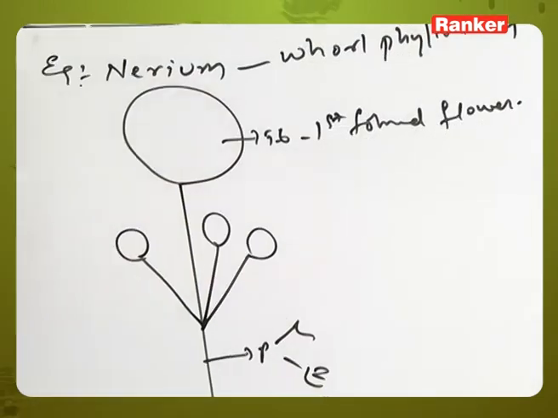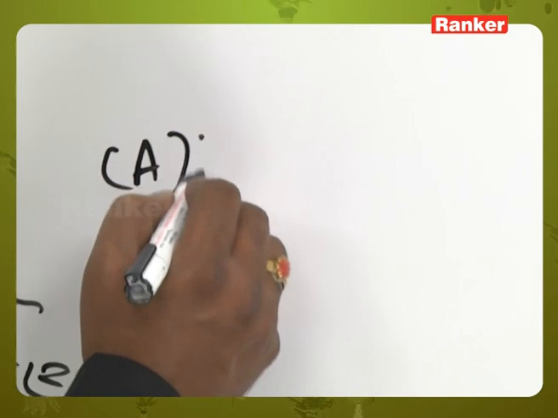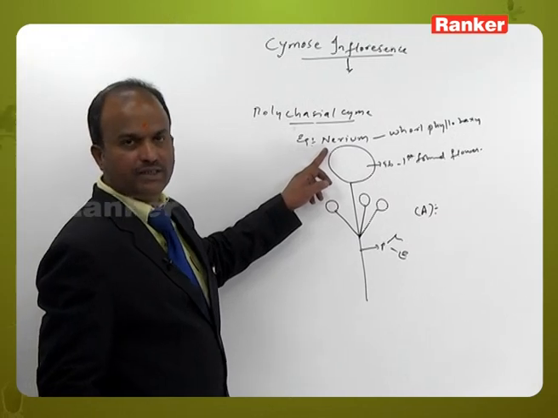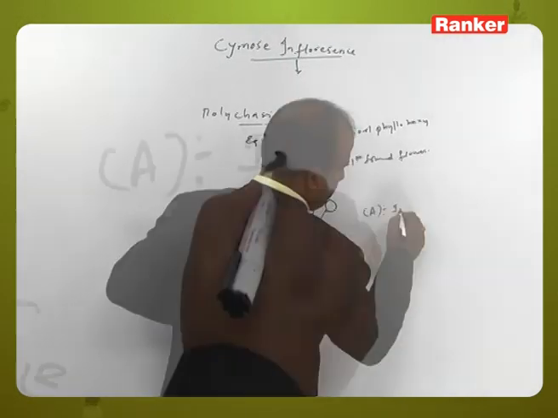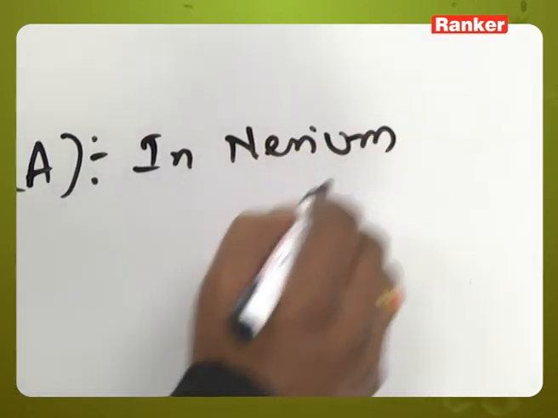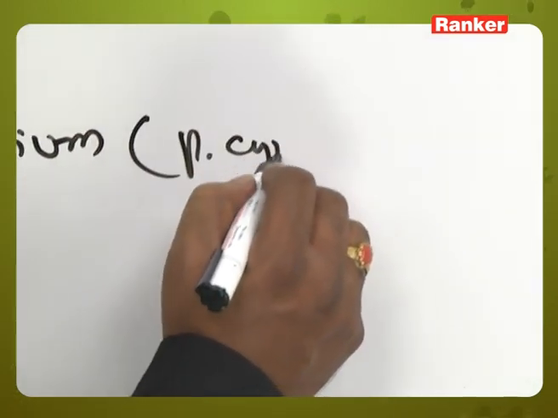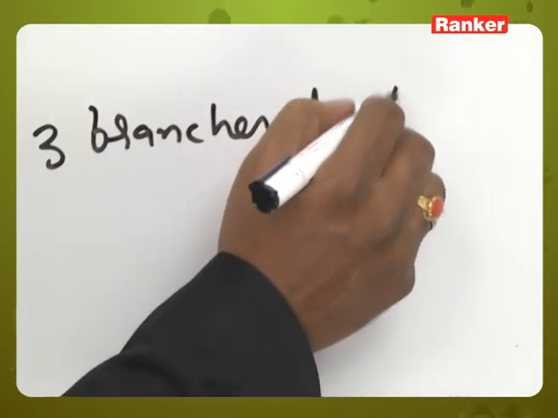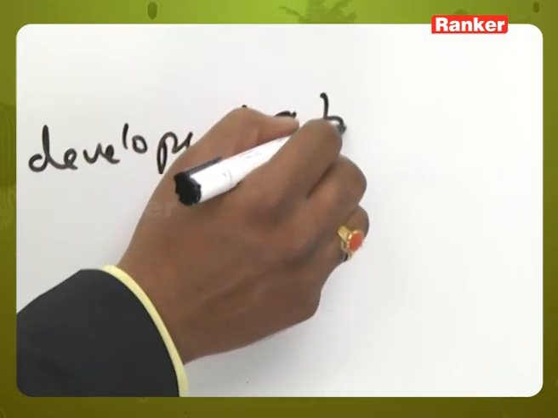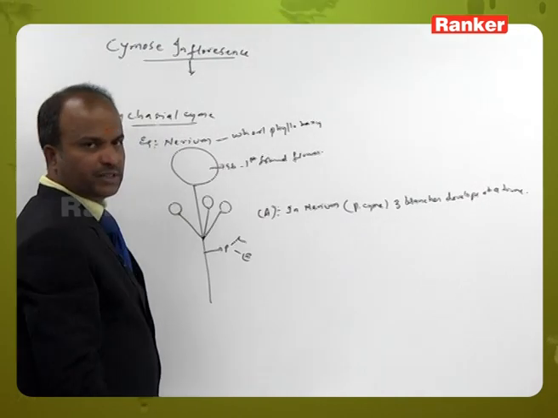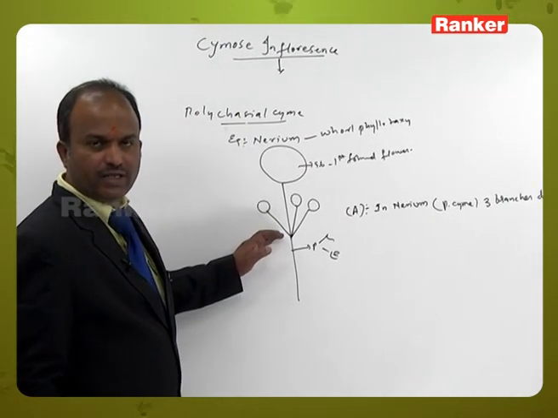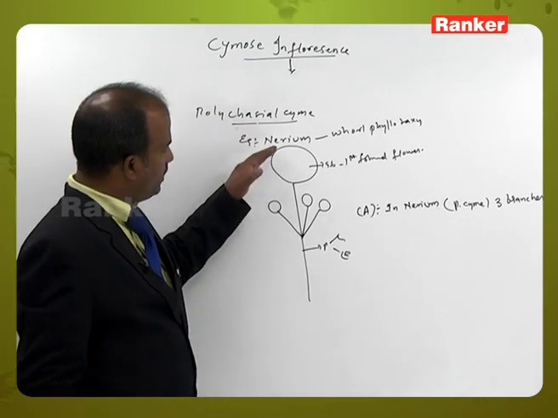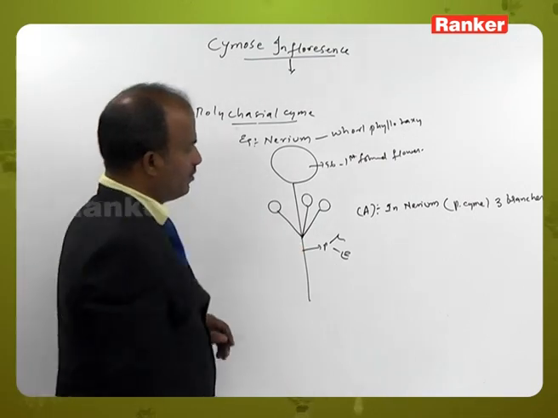Polychasial cyme. Now here is an assertion. In polychasial cyme, in the nerium, 3 branches develop at a time. Yes, in the nerium, at a time 3 branches are developing. But polychasial cyme means more than 2 branches. But in the nerium, how many branches are developing? 3 branches are developing.